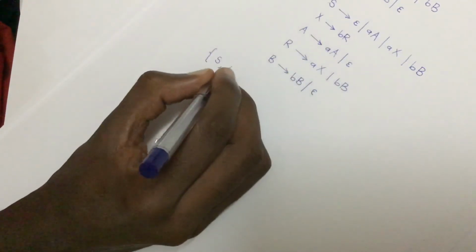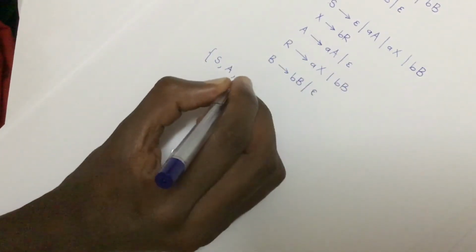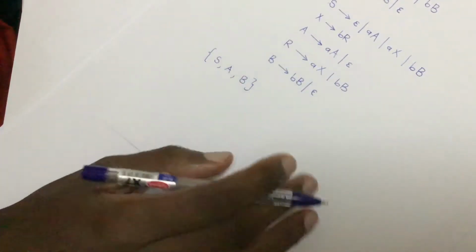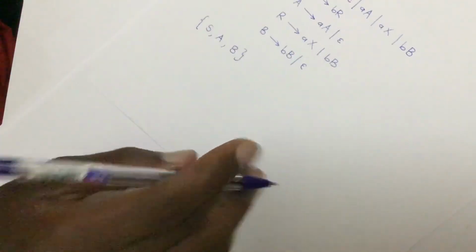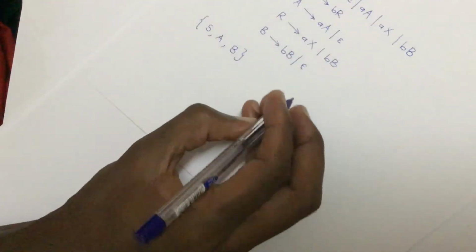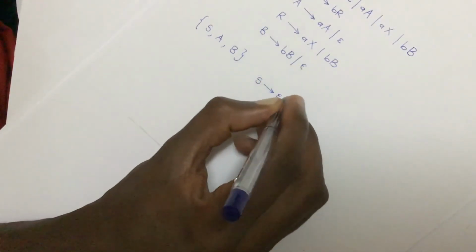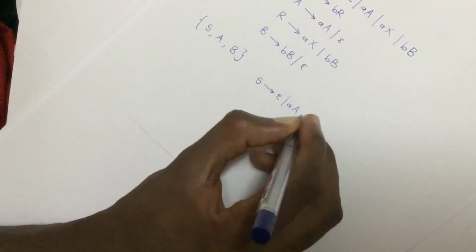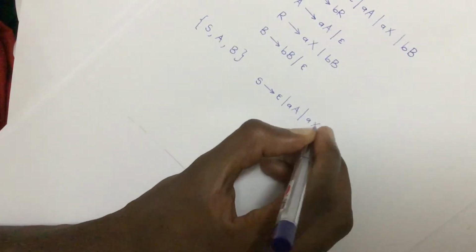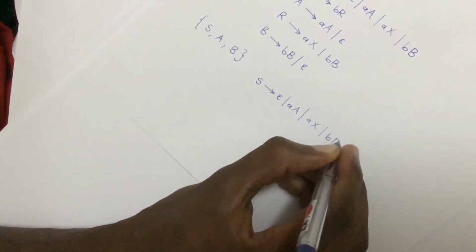A gives me epsilon, I put it here. And B gives me epsilon, I put it here. You see? Now I'm going to write this grammar as it is. I write S is equal to what? To epsilon, capital A, then A, X, then B, B.